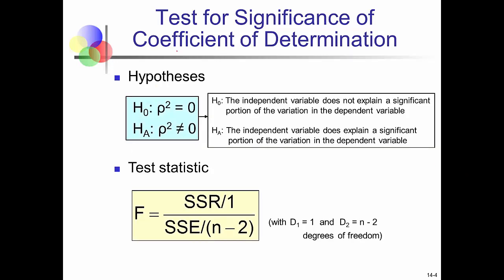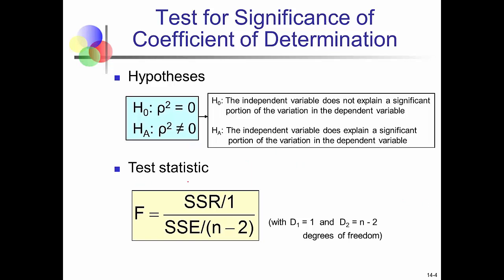So to test for the significance of the coefficient of determination, or really to test if the model is statistically significant, we will do a hypothesis test where the null is that the r-squared is equal to 0, meaning the independent variable does not explain a significant portion of the variation in the y variable. And the alternative hypothesis will be that the r-squared is something other than 0, and that the independent variable does explain a significant portion of the variation in y.